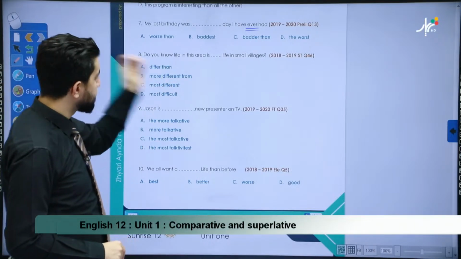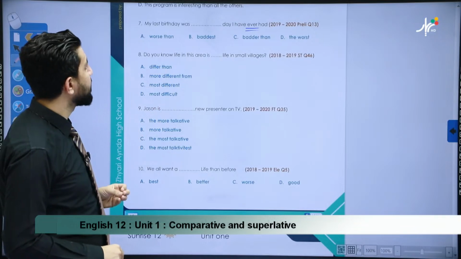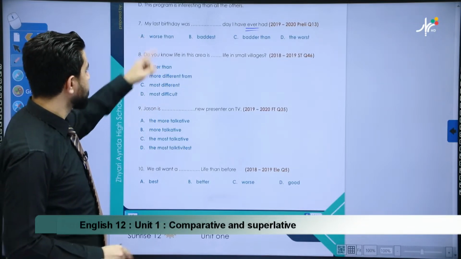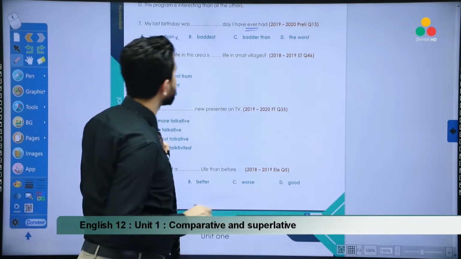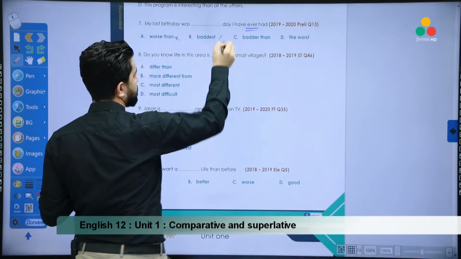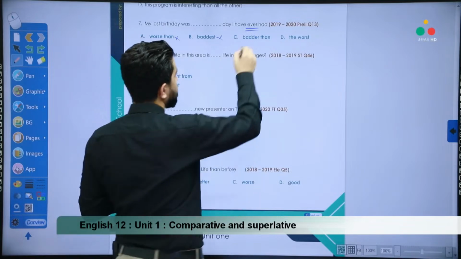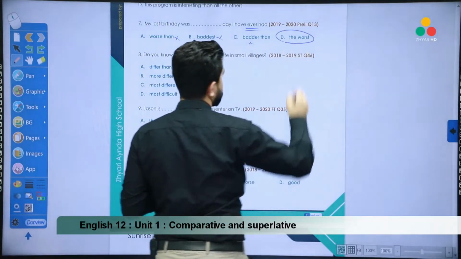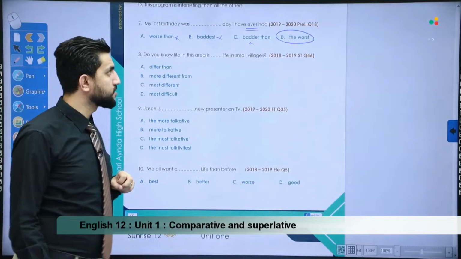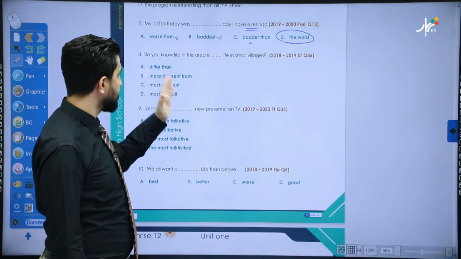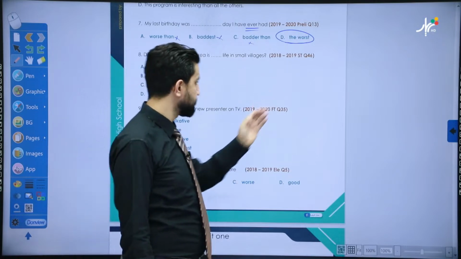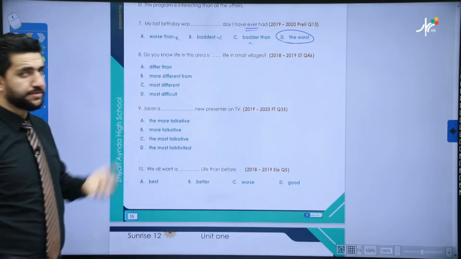My birthday was day I've ever had. Worse than, that's comparative, wrong. Baddest, we never have baddest in English, that's also wrong. Better than, that's comparative. The worst. My birthday was the worst day I've ever had. Number 8, do you know life in this area is live in small villages? Which one do you think is correct?